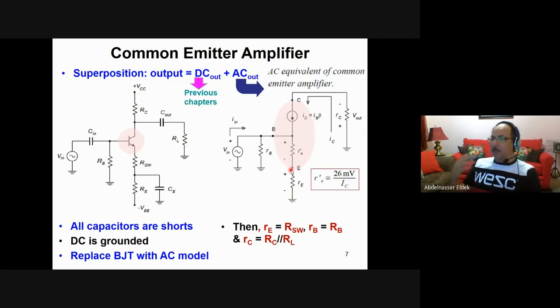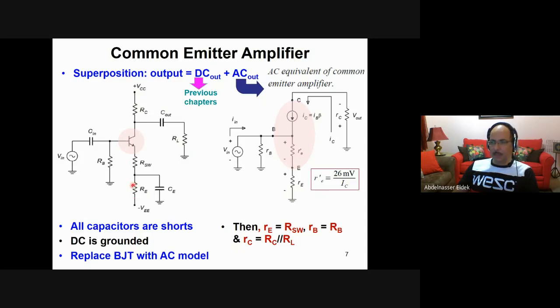So the first step here is to know what these parameters, little RE, little RP, little RC, are with respect to the real resistors. The real resistors are capital. Then after that you calculate IC. How do you calculate IC? If you know the voltage somewhere, you use this loop, for example, to calculate the voltage and then IC.